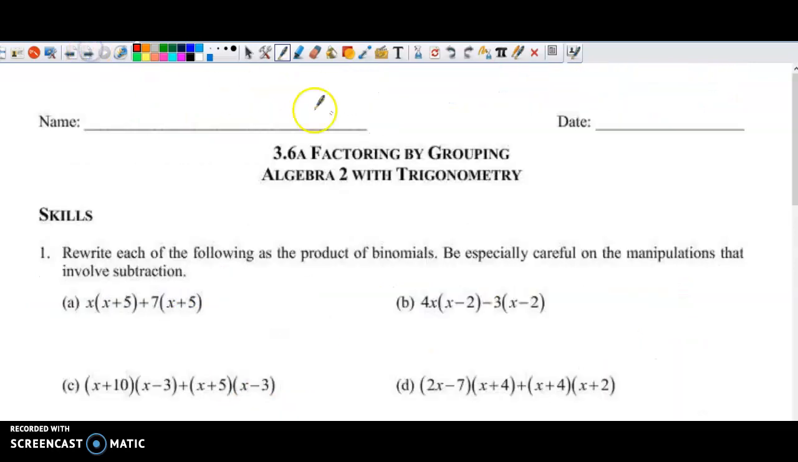And I think you're ready for the homework now. Oops, it doesn't say homework on here, but that's what it is. The skills practice would be your homework.